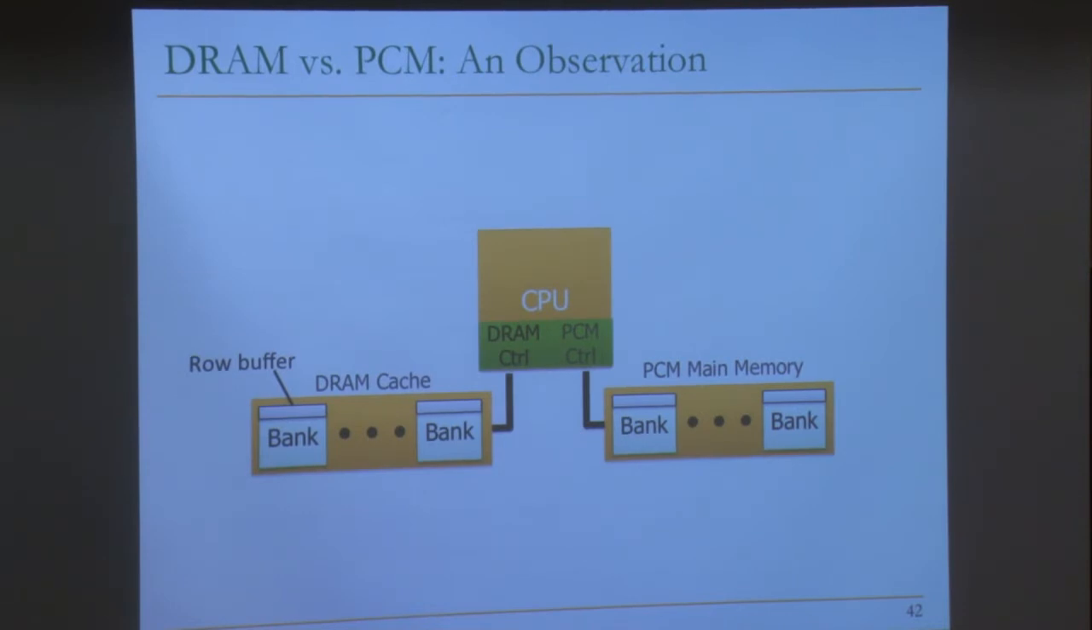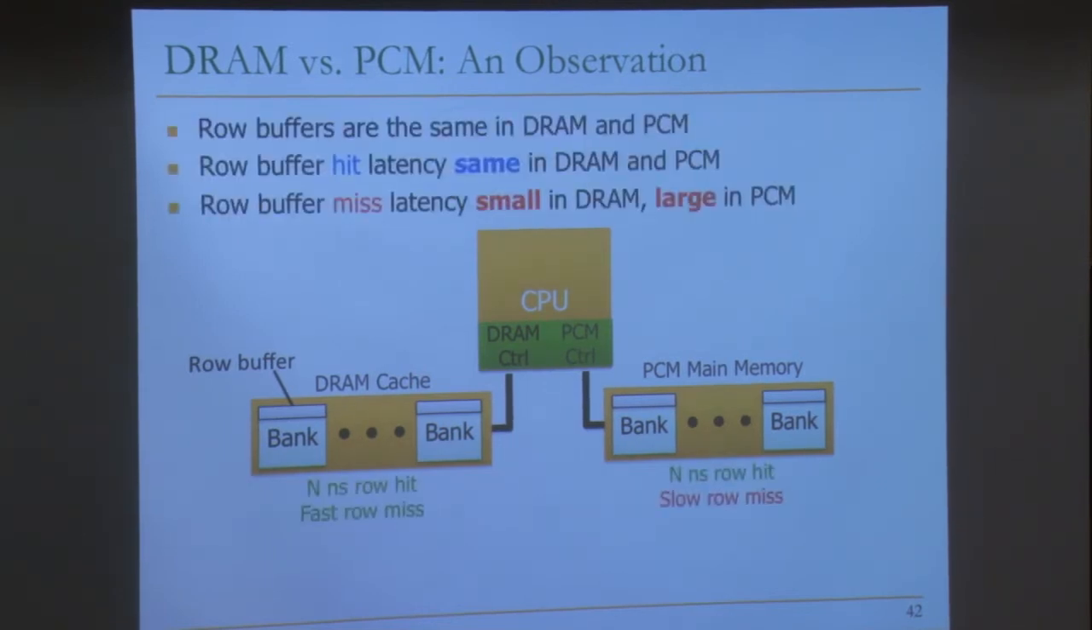This is for cost efficiency reasons. And within these banks, both devices have row buffers, like we talked about. And this row buffer circuitry is the same whether you access DRAM or PCM. It's not tied to the underlying cells that are in the chips themselves. So a row buffer hit has the same latency regardless of whether you're accessing data from DRAM or PCM, and a row buffer miss has small latency in DRAM, because DRAM cells are faster to access, and large latency in PCM.